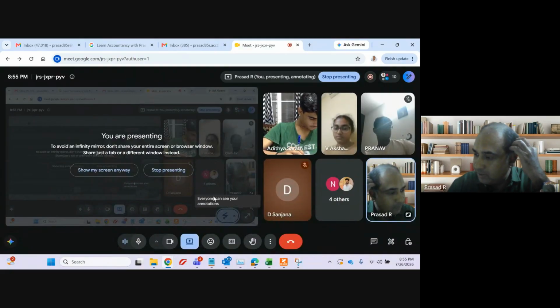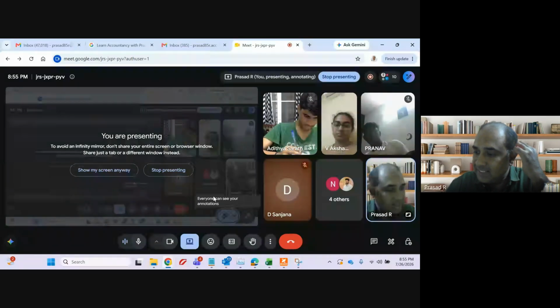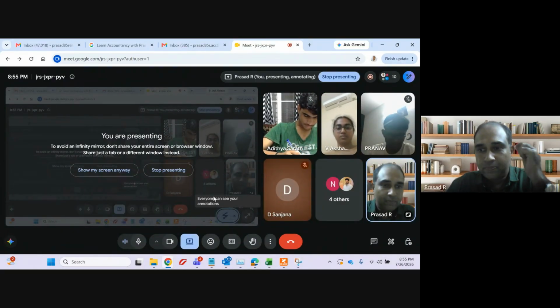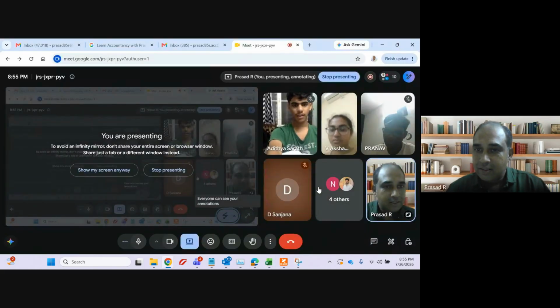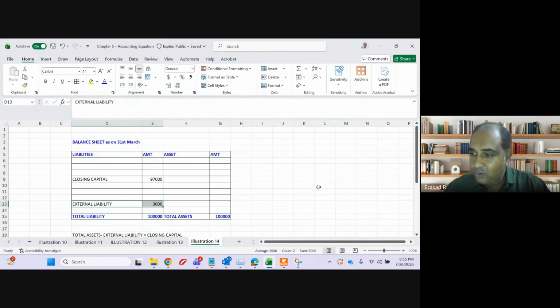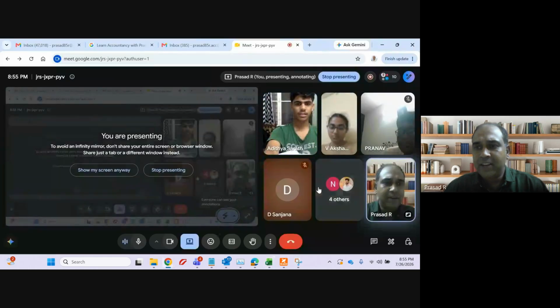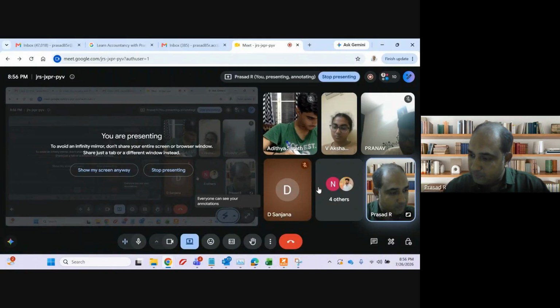So total assets is given, capital is given. So total assets minus capital will give me what? See, I will help you a little bit. Total assets is given, capital is given. What will I get? External liability. Calculate the amount of external liability they are asking. Easy. I know total assets, I know capital. So total assets minus capital will give me external liability. Clear? Point number 1 is over.